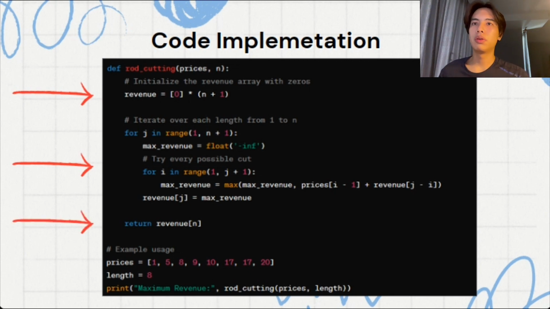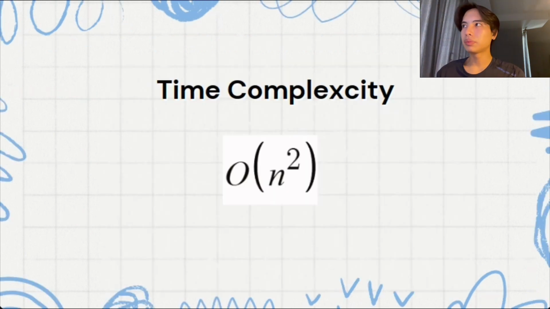And the last one is the result. After filling up the revenue array, the maximum revenue of a lot of length n is stored in revenue[n]. And as you can see in the example usage, we have an array of prices and the length. If we use the upper part of the code, we can easily print the maximum revenue.